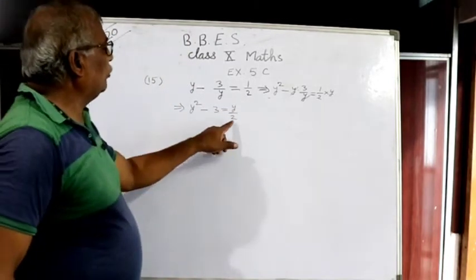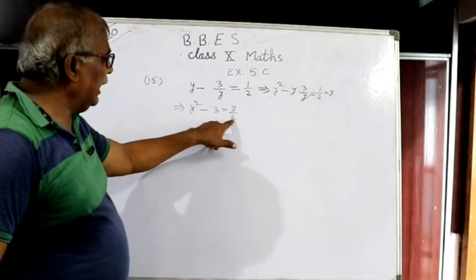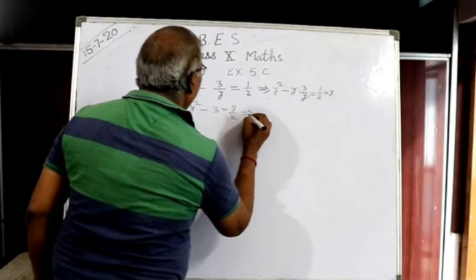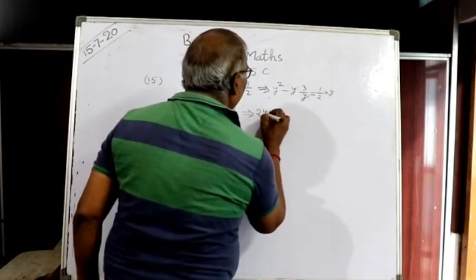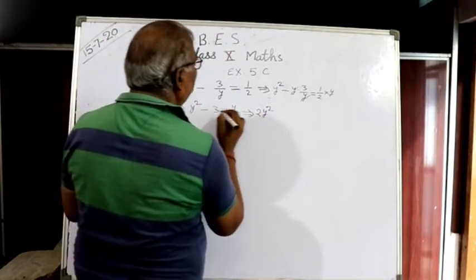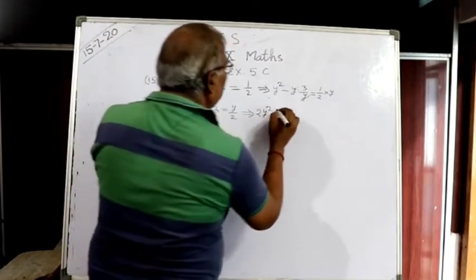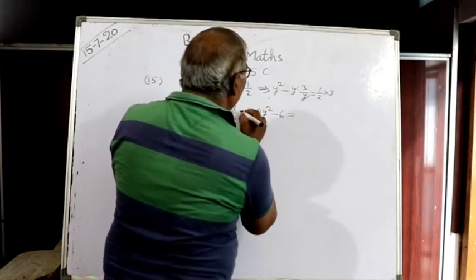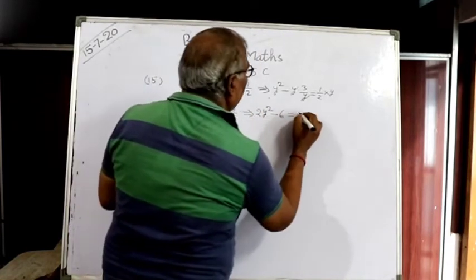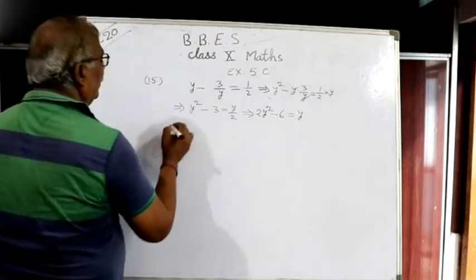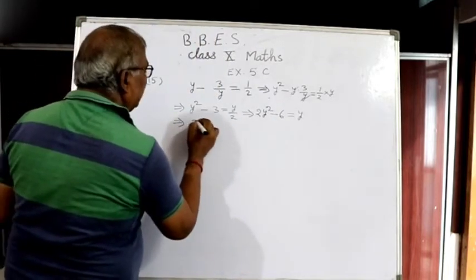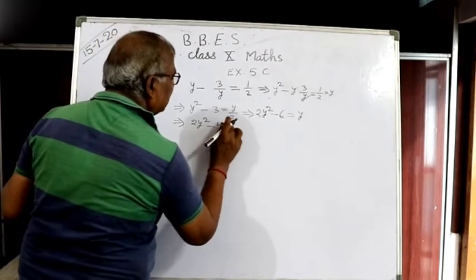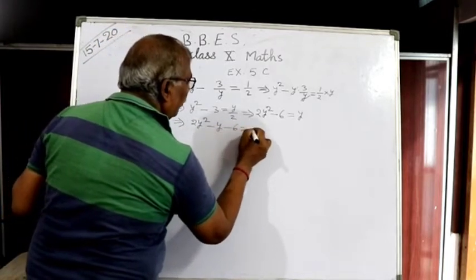Now, to remove 2 from here, we will multiply both sides by 2. We get 2y square minus 2 3s are 6. It is equal to y upon 2 into 2, 2 cancel, this is equal to y. Now, the quadratic equation is 2y square minus y minus 6 is equal to 0.